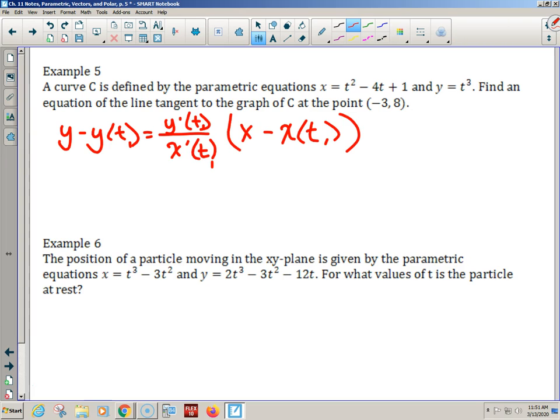Or if you want to, you can say that t equals a, and then you can do y minus y of a equals y prime of a over x prime of a times x minus x of a. Or t equals c, and y minus y of c equals y prime of c over x prime of c times x minus x of c, right? What am I trying to show you? What's different in parametric?